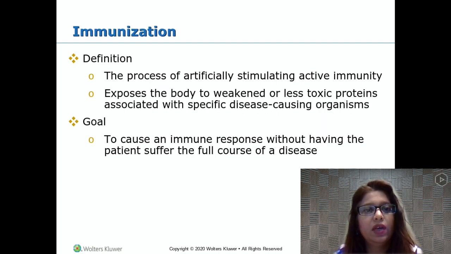Immunization. What is the definition of immunization? The process of artificially stimulating active immunity. Expose the body to weakened or less toxic proteins associated with specific disease-causing organisms. What is the goal? The goal is to cause an immune response without having patients suffer the full course of disease.